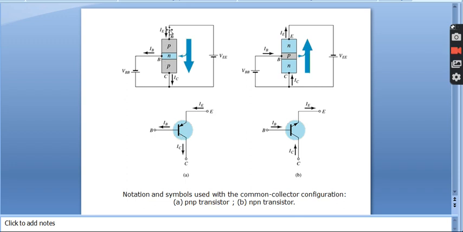Here the current is from emitter to the base, base to the collector. So in case of NPN transistor, the current is out from the collector to the emitter, out from the emitter to the collector, and so into the base. These are the current directions.